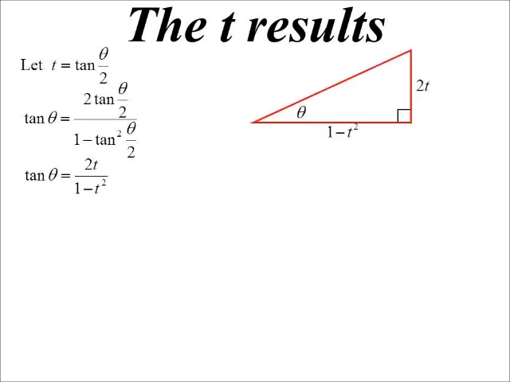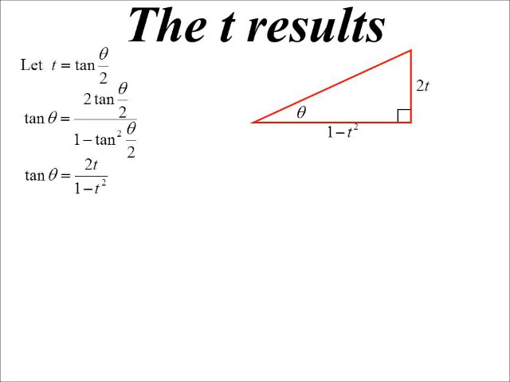Now, if that's true, then I know tan theta, because now I'm using the double angle result, would be 2 tan theta on 2 on 1 minus tan squared theta on 2. But I'm letting tan theta on 2 represent t. So it ends up becoming an algebraic fraction, 2t on 1 minus t squared. Now, if I draw up a triangle, I can get a result for sine and cos as well.